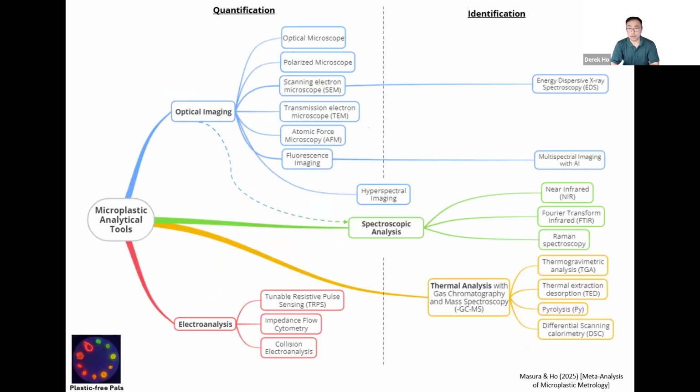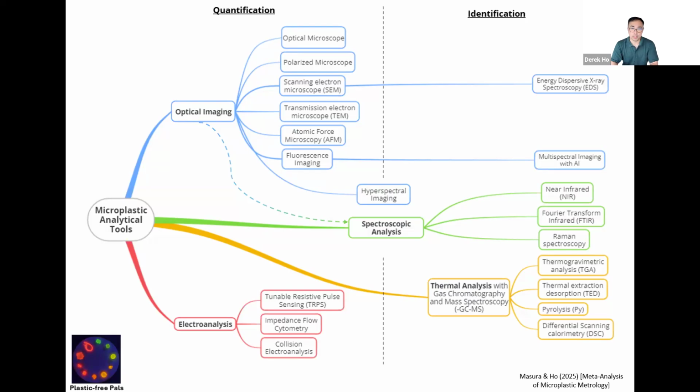As for methods of quantifying and identifying the plastics, there are multiple methods available. These are some of the methods that I have found in my method analysis. And here it's split into 4 main methods of optical imaging, spectroscopic analysis, thermal analysis, and electroanalysis.